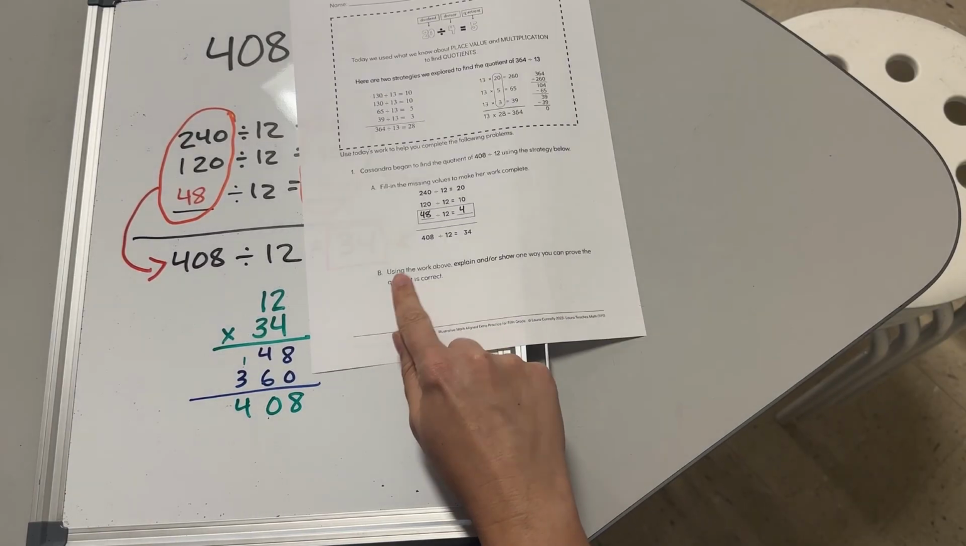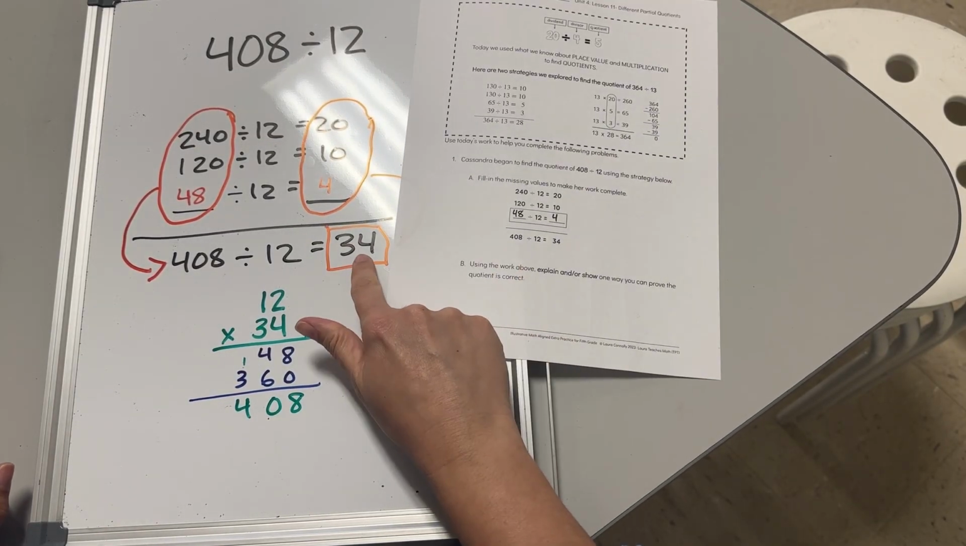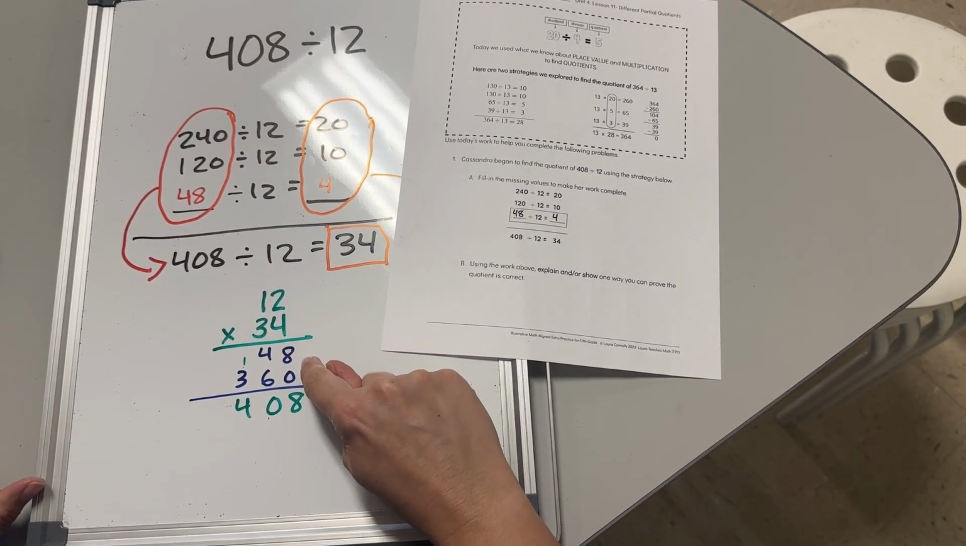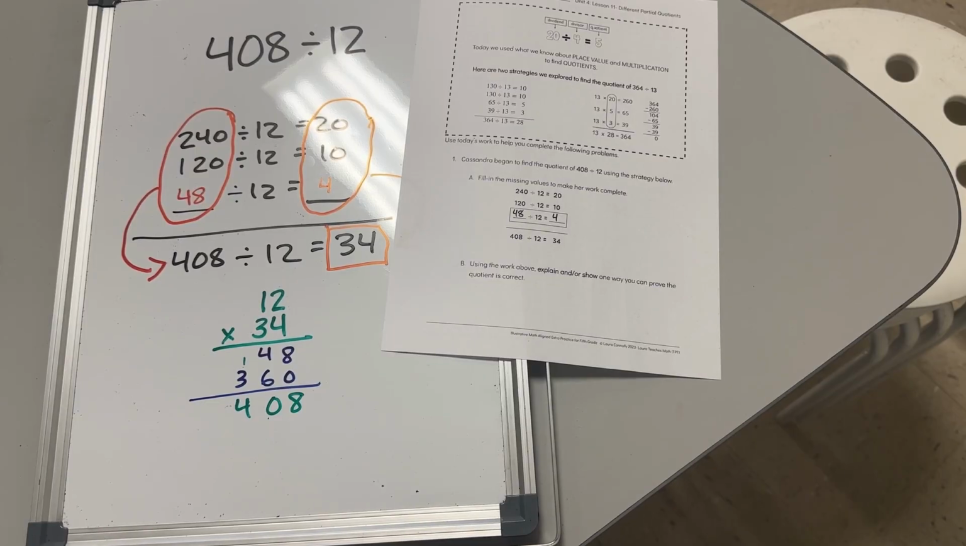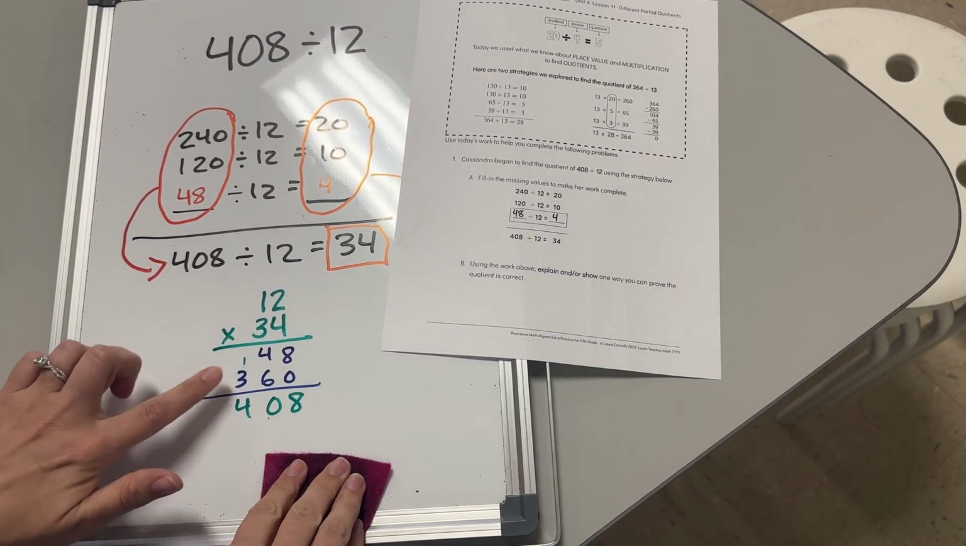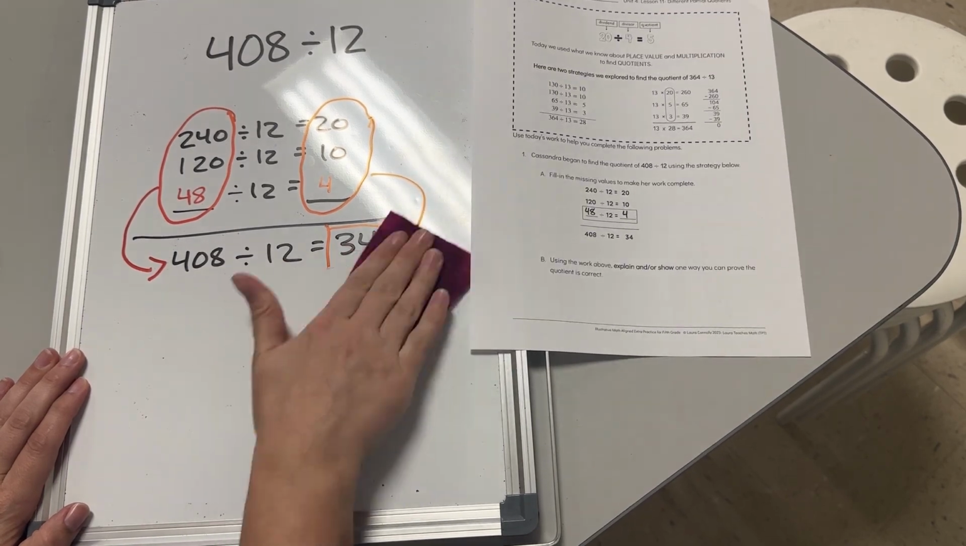So in my section for B, where I'm explaining or proving that 34 is correct, I'm going to have to show my work by doing the multiplication to check. So that is going to be my answer for B, is that multiplication.